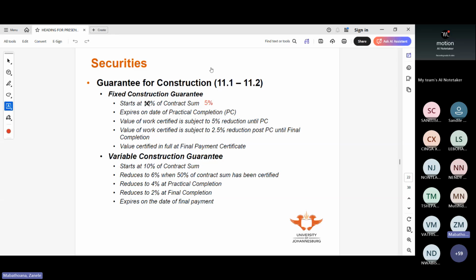So in the end, the contractor would have given a guarantee of all in all 10%, but in different ways. So you have the fixed guarantee, and then at practical completion, we give the fixed guarantee back, which is the 5% of the contract sum.